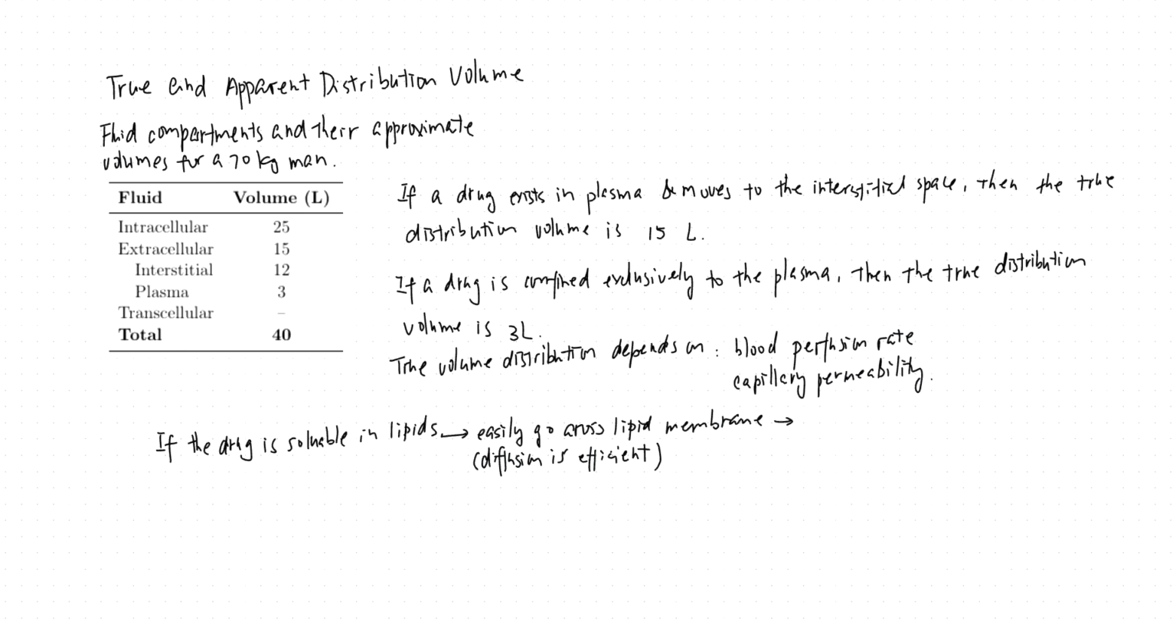So that means this is perfusion rate limited distribution, because perfusion now becomes a critical parameter. Perfusion rate limited distribution.